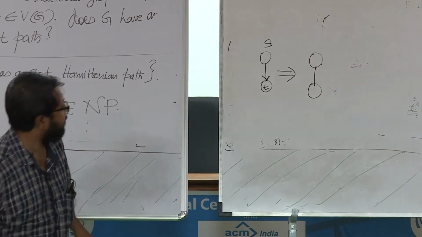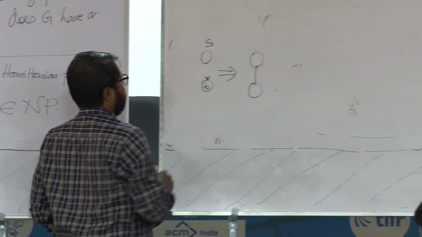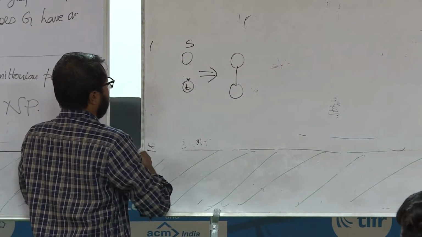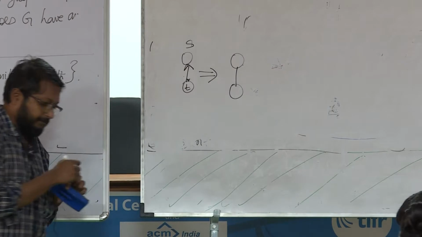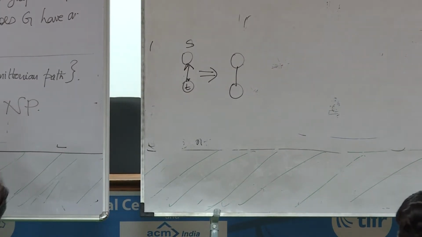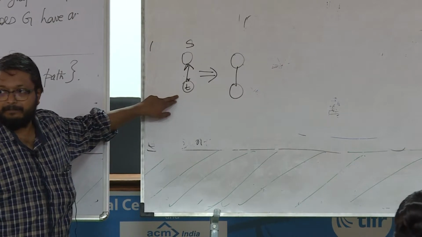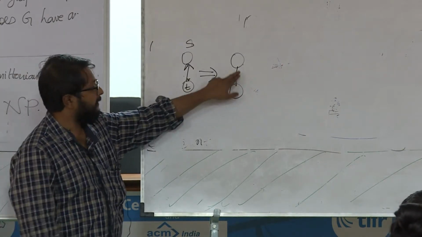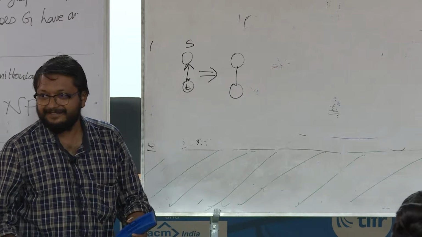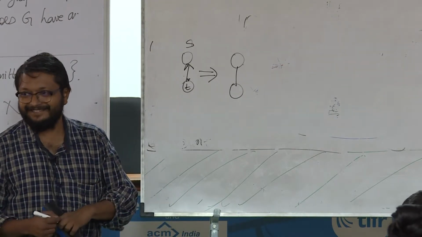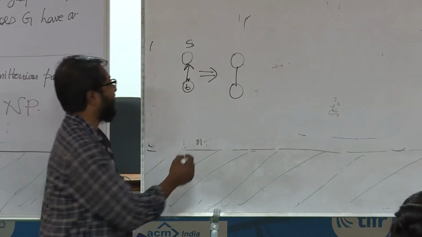So suppose this is your graph. What is the answer to the directed Hamiltonian path problem? No. If you do it this way, you get yes. That is a problem.